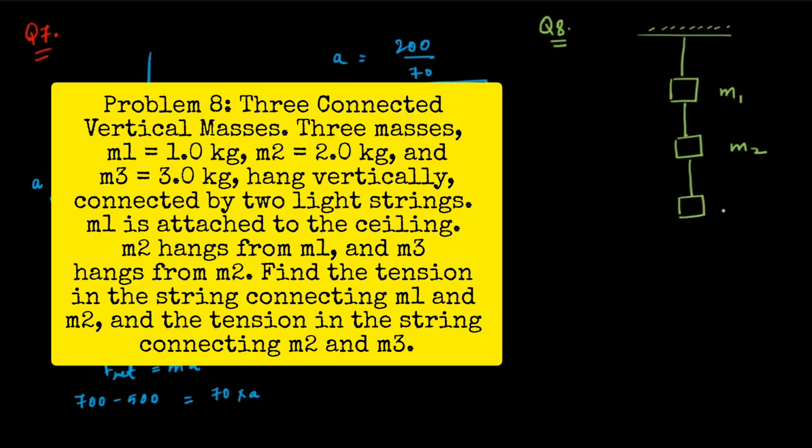The last one must be M3. We have given the masses. M1 is 1 kg, M2 is 2 kg, M3 is 3 kg.